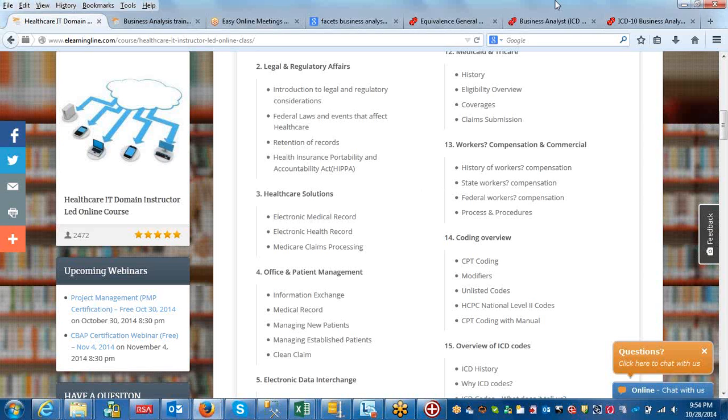Now, when it comes to the course duration, the business analyst training is somewhere around 20 to 25 hours minimum. And then the healthcare side is the same number of hours, 20 to 25 hours of sessions. That's how overall it completes, healthcare plus business analyst, 50 hours.